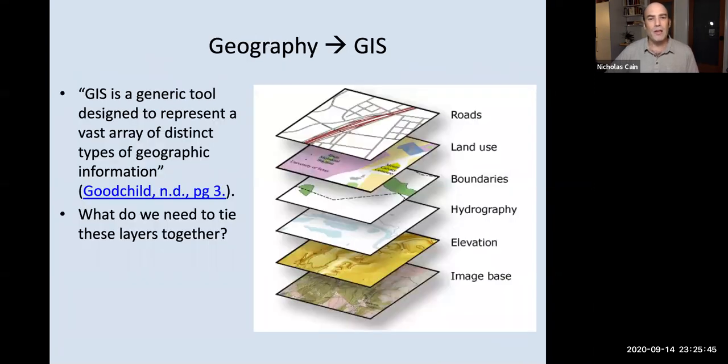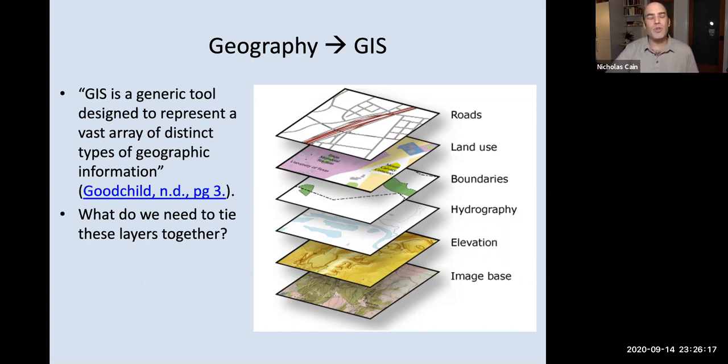So just to provide a little bit more detail on those layers that I showed you before, this shows a kind of common set of layers that you might find in a GIS. Roads on the top, land use below it, other kinds of boundaries, hydrography. I don't know why I can't pronounce that. Elevations, so that can be mountain ranges, and then a kind of image-based map that provides a little photorealistic picture of the world.